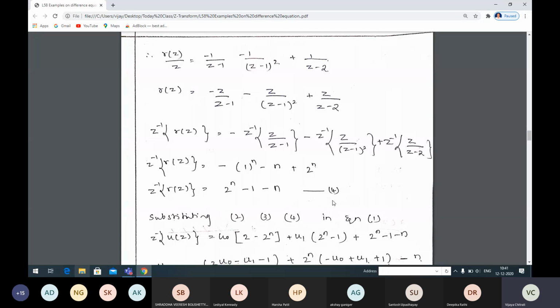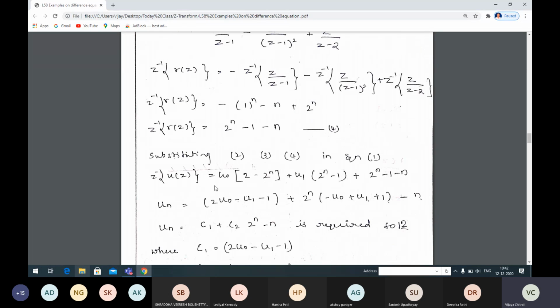Take this as equation 4. Substituting equation 2, equation 3, equation 4 in equation 1, we will get z inverse of U of z is equal to u0 into 2 minus 2 raised to n, plus u1 into 2 raised to n minus 1, plus 2 raised to n minus 1 minus n. So this will be the required solution.